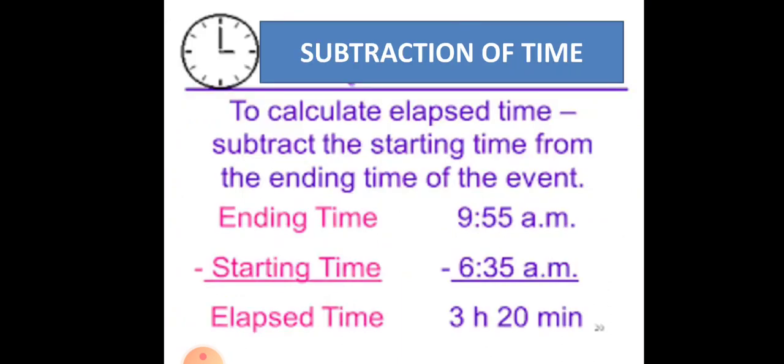Subtraction. How do we do subtraction? 9:55 a.m. is the ending time and the starting time is 6:35 a.m. So we have to find the elapsed time. In elapsed time, when we have to add, there is a formula: starting time plus elapsed time is equal to the finishing time. But when we have to find the elapsed time, we have finishing time minus starting time is equal to elapsed time. So 6:35 will be subtracted from 9:55. So the answer becomes 3 hours 20 minutes.